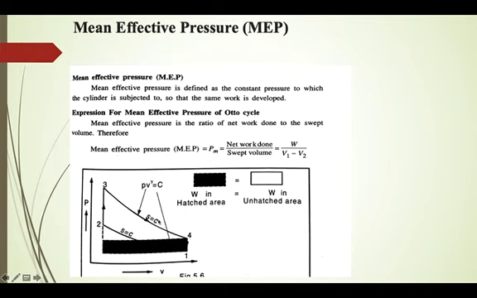So in the actual cycle the pressure is varying. Instead of that, we are considering a constant mean pressure which will give you the same work output as that of the varying pressure. That pressure is known as mean effective pressure, and it is the ratio of work done by swept volume.